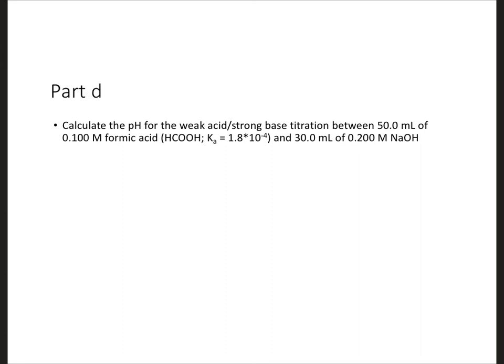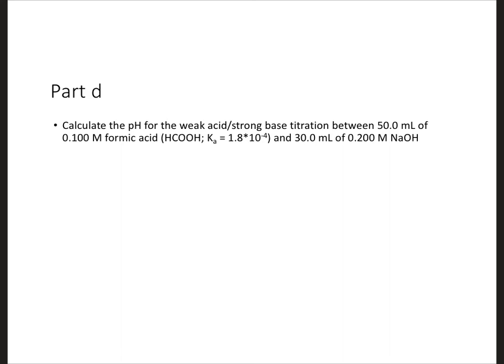So when we look at this post-equivalence point section of that graph, what we're talking about is something that's going to be really dominated by the base that we've added. And so it's really just going to be the excess base, right? Because we have canceled out a lot of H pluses on those acids. We've canceled out all the acid. So whatever is left over after we cancel out that acid is going to be what contributes to the pH. It's going to be what gives us the OHs.